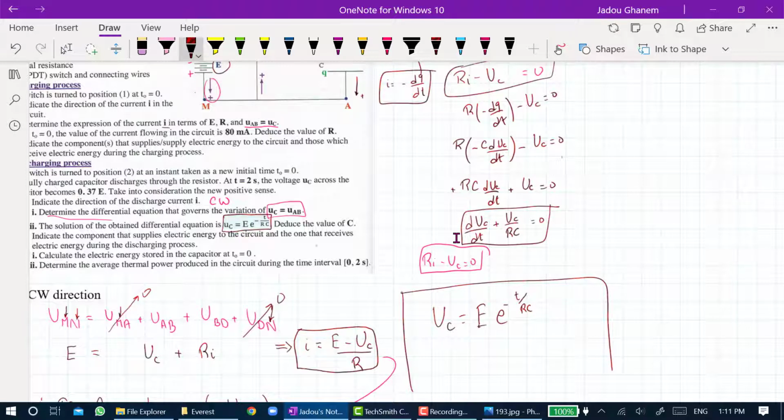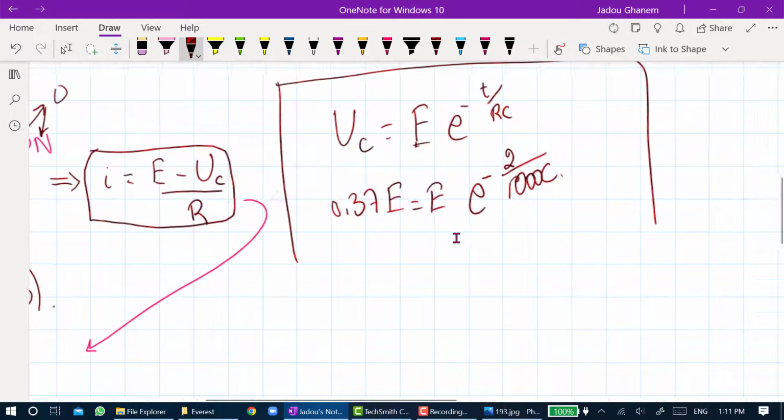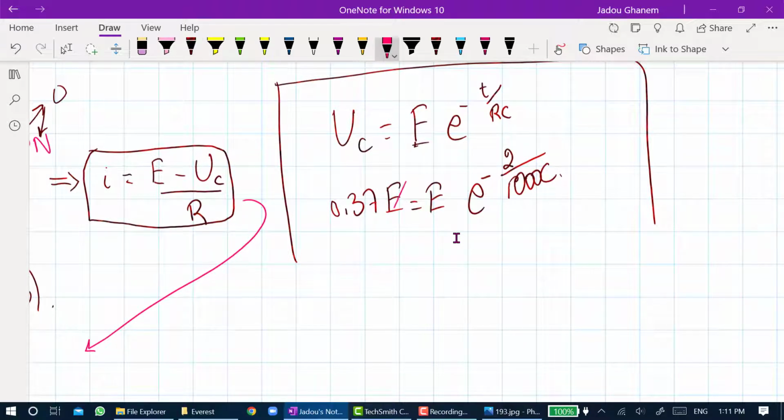UC, which is the voltage across the capacitor. They gave us a given, that at t equal 2, it's 0.37 E. So we can just write here 0.37 E equals E into minus t here, it's 2 seconds, over R, we know it, which is 1000, multiplied by C. Here we must do some math calculations, cancel the E's together. The result will be 0.37 equals E into minus 2 over 1000 C.